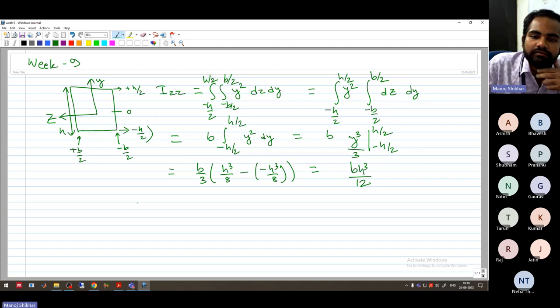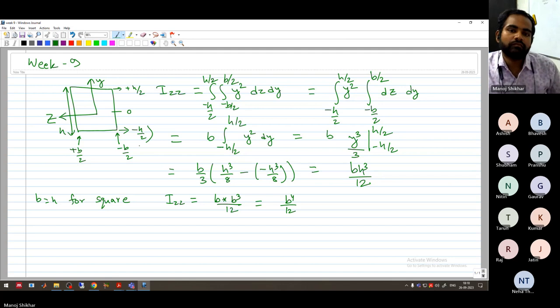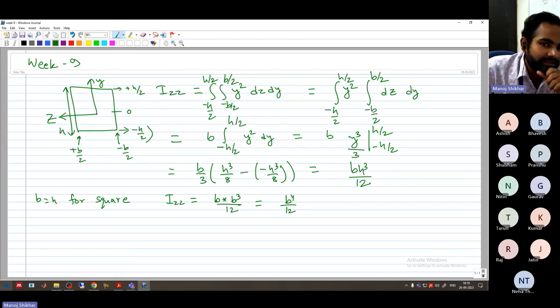Suppose this is a square, then b equals h, so you will have IZZ equal to b times b cube by 12. You must have read how to calculate these, IZZ and IYY, in your first year mechanics course. There you go into detail on the parallel axis theorem and perpendicular axis theorem. So I hope you know how to calculate these.